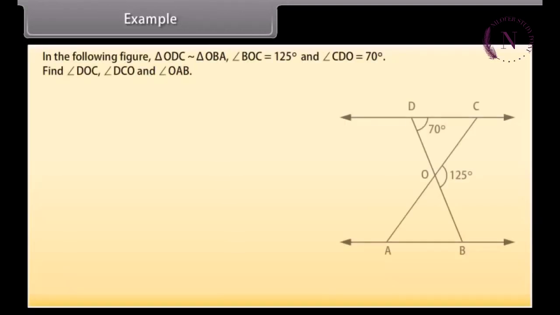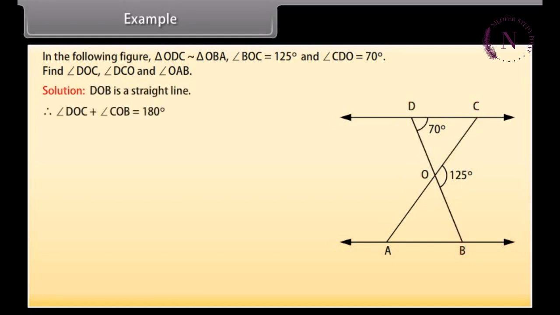Example. In the following figure, triangle ODC is similar to triangle OBA. Angle BOC is equal to 125 degrees and angle CDO is equal to 70 degrees. Find angle DOC, angle DCO and angle OAB. Solution. DOB is a straight line. Therefore, angle DOC plus angle COB equals 180 degrees, which implies angle DOC is equal to 180 degrees minus 125 degrees, which equals 55 degrees.